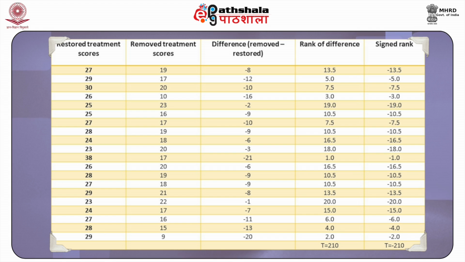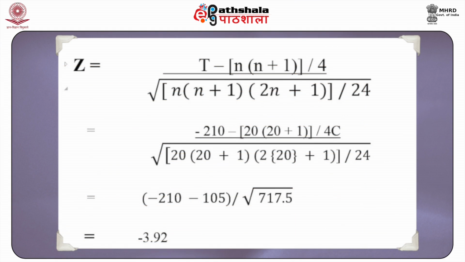The total is done and it is found that the rank differences total -210 and the total of the ranks is 210. The Z is calculated as T minus N into N plus 1 the whole divided by 4, upon the square root of N into N plus 1 into 2N plus 1 divided by 24.